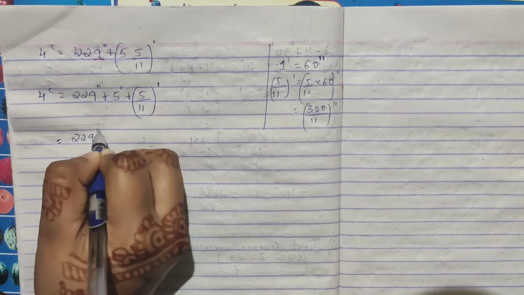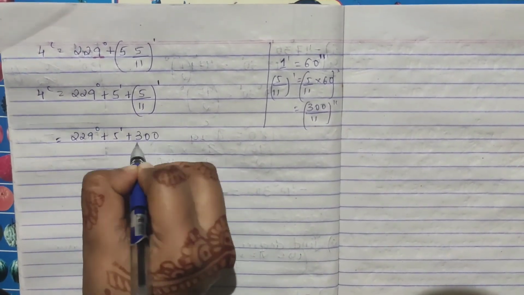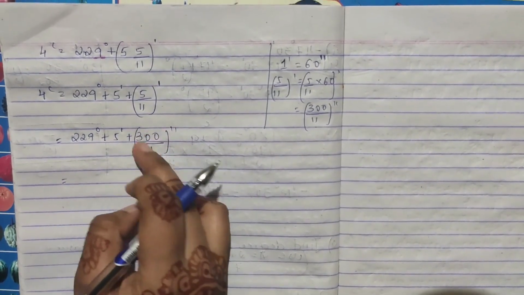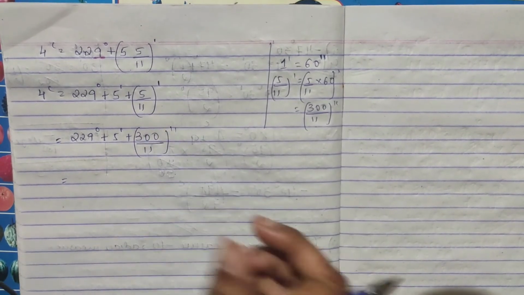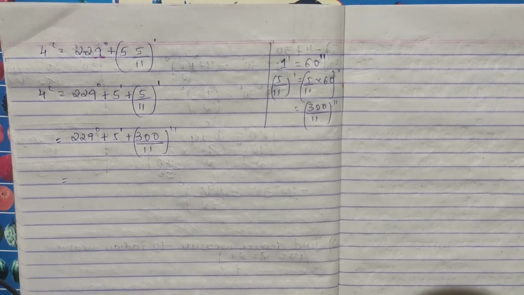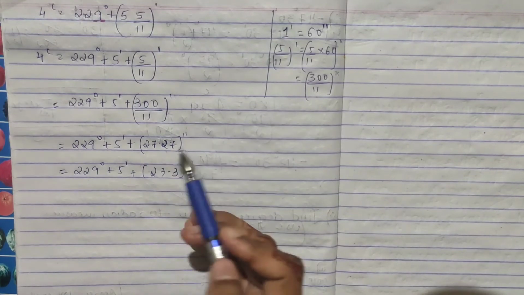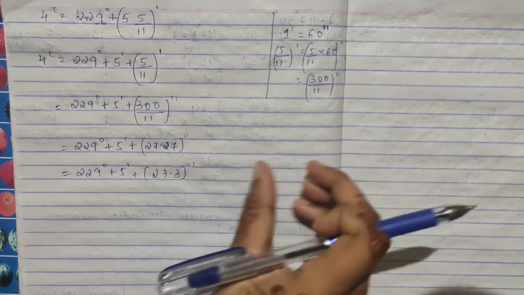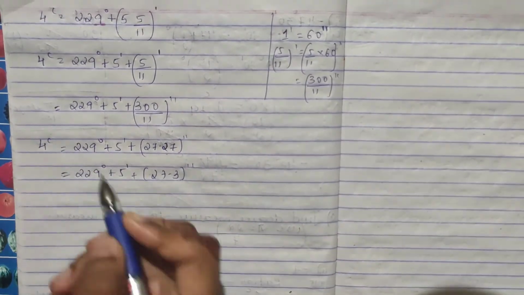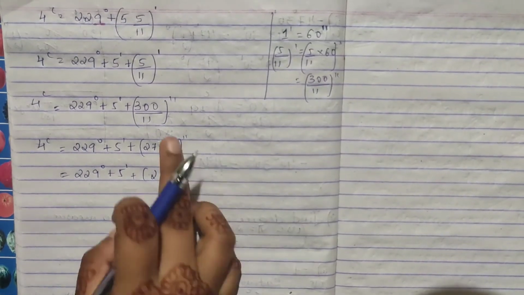So 229 degree plus 5 minutes, and your 5 by 11 minute is also 300 by 11 seconds. Just this 300 by 11 seconds, again you divide it and get it in integer form, or whatever whole number you get, that will be your final answer. So when you divide it, you will get 27.2728, somewhat like this. That division part I am not doing, please at least do that. Everything I can't do. So you get 27.27. This approximately I can take as 27.3.